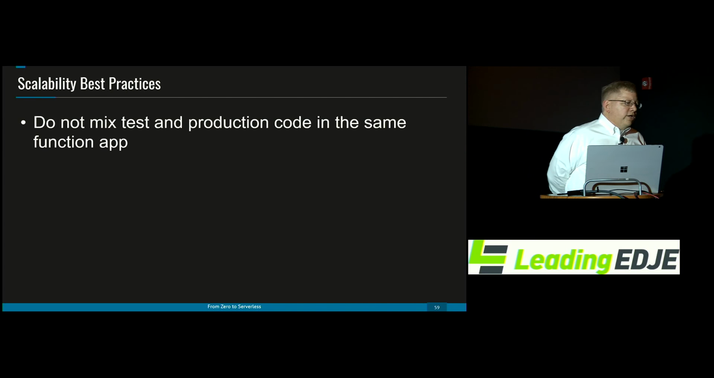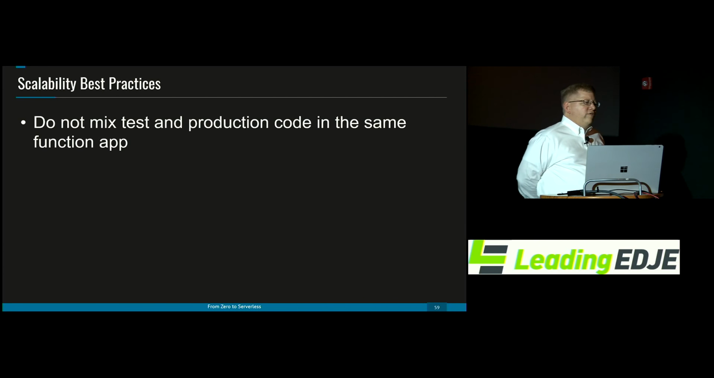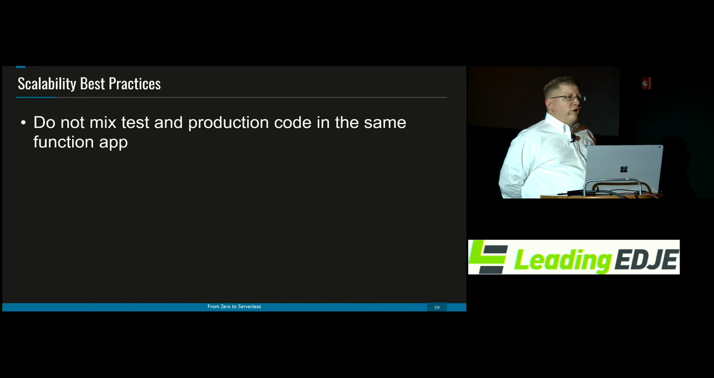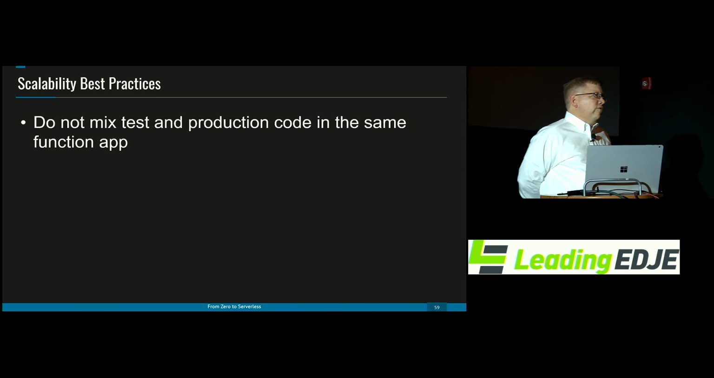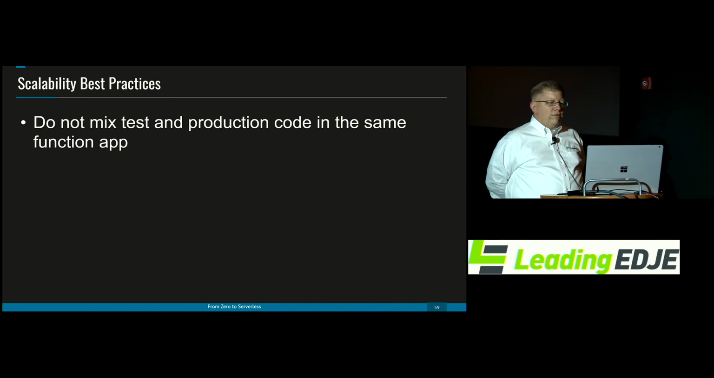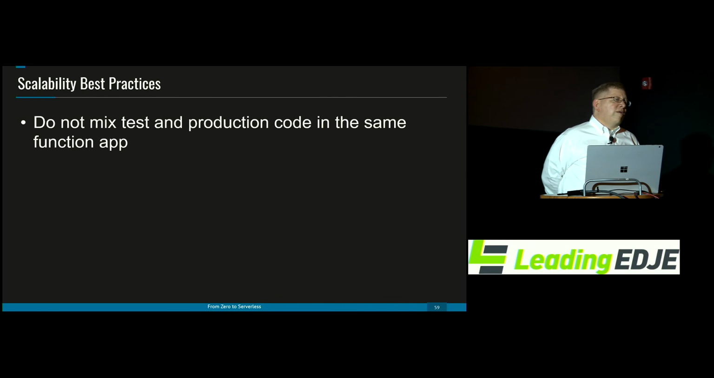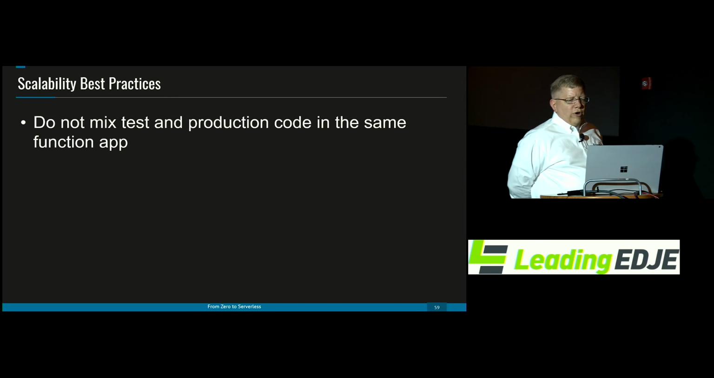Looking at scalability, don't mix your test and production code in the same function app. Again, there's no extra cost for running an individual function app, so you should run a different app for your testing and for your production code. A lot of this is because it does share the memory space, right? When you're doing testing, you're more susceptible to bad code, so you do have to be careful of that.